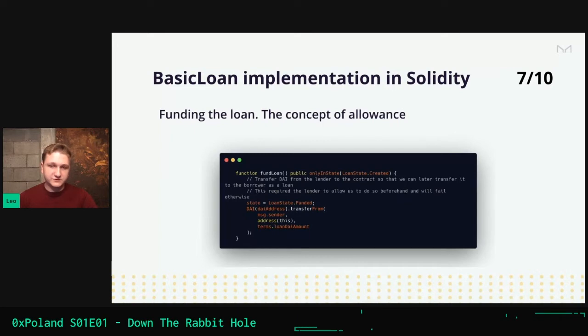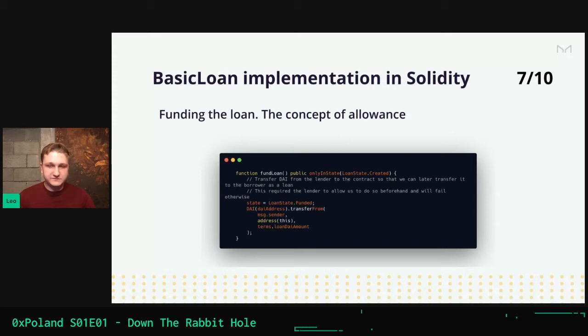Let's look at the first function. The first function will be used to fund the loan. It will pull the DAI tokens from the lender and lock them into the contract, and those funds will be available to borrow later. So this function will be executed only in the state loan created, because we cannot fund this contract twice. We shouldn't be able to.